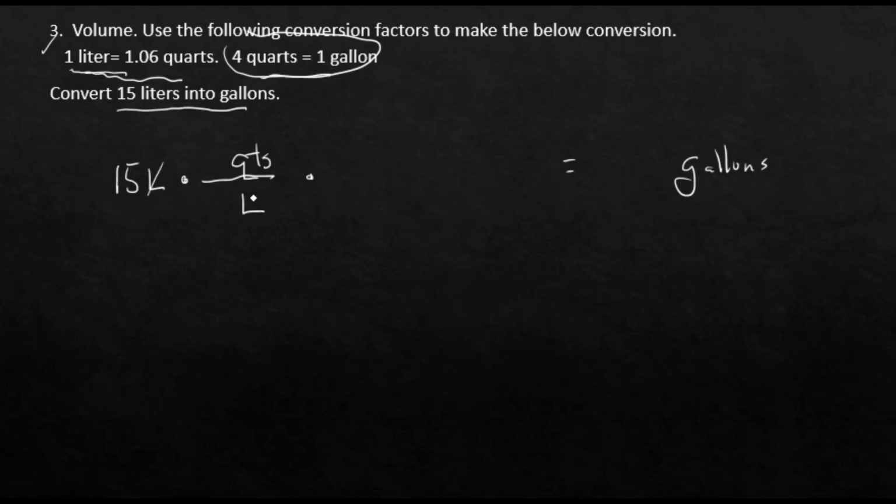Now I have quarts. But I don't want quarts, I want gallons. So I need to get rid of quarts. So where does it go? If you said the denominator, you would be right. And then gallons would go in the numerator. So now I'll just put in the numbers. 1 liter is 1.06 quarts, and 1 gallon is 4 quarts. So I multiply 15 times 1.06 and then divide that by 4. And the reason is because I have these ones here. They're not going to change my number by multiplication.